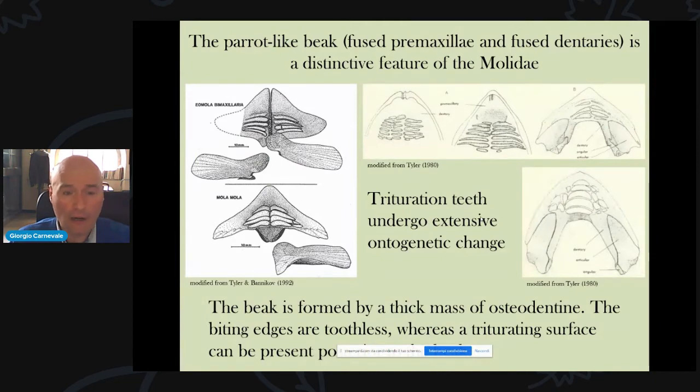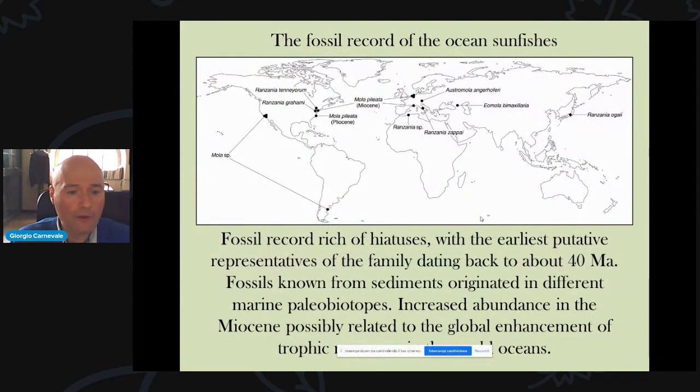The beak-like jaws represent a distinctive feature of this family. The beak is usually formed by a thick mass of osteodentine. The biting edges are toothless, and there are trituration teeth that can disappear during ontogeny, but which are elongate and developed mostly laterally. The fossil record of this group is full of gaps. The earliest putative representatives date back to the Bartonian, so middle-late Eocene, about 40 million years ago.